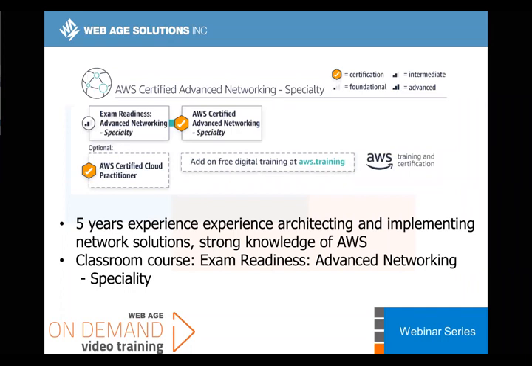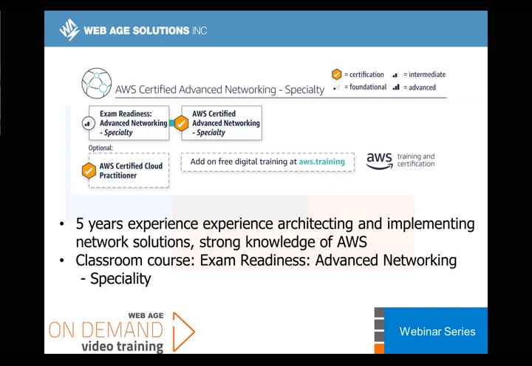And specialty number 3, these are sort of the base specialty courses that have a very well-defined learning path. It's the networking specialty. Now, this one doesn't really have any prerequisite. It says 5 years experience of architecting and implementing network solutions and strong knowledge of AWS. What is strong knowledge of AWS? I say it's 2 years. It's a professional tier DevOps, professional tier systems architect certification. It is having the ability to identify all of these tools that are being used in AWS.